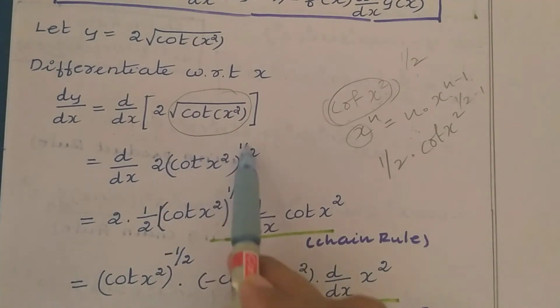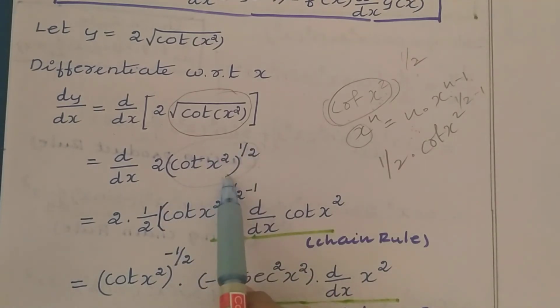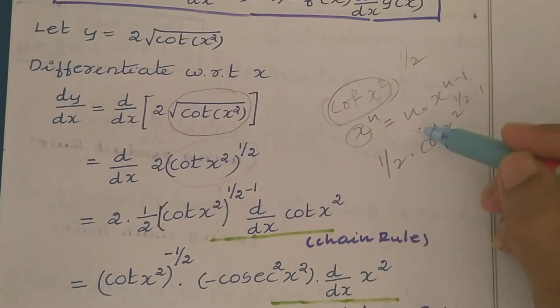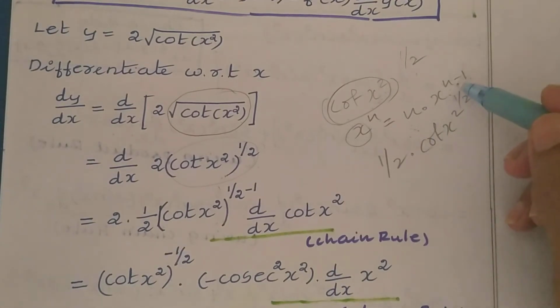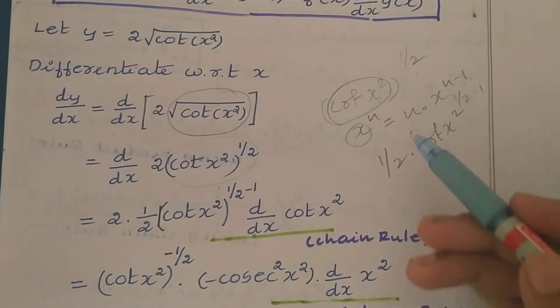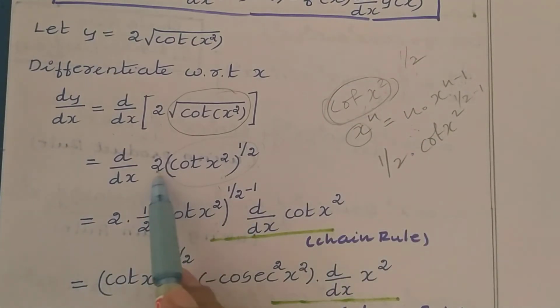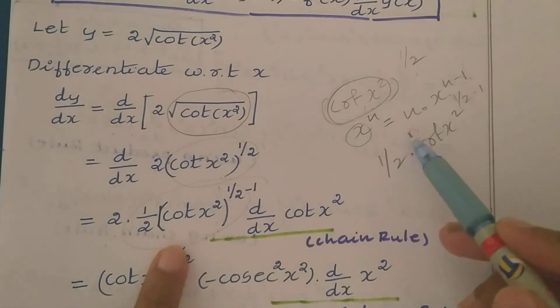root only. Then here to find the derivative of this, I have applied the x to the power n is equal to n into x to the power n minus 1 derivative formula, where I have taken this entire thing as x. So here we get 2, we have as it is, that we can write as it is 2 into half into cot x square to the power half minus 1. This I got by applying this formula.